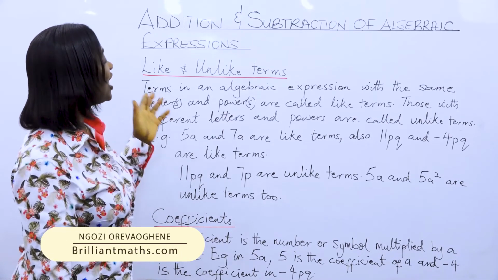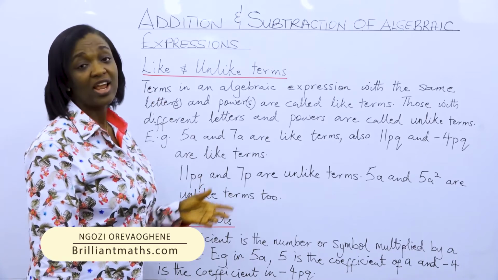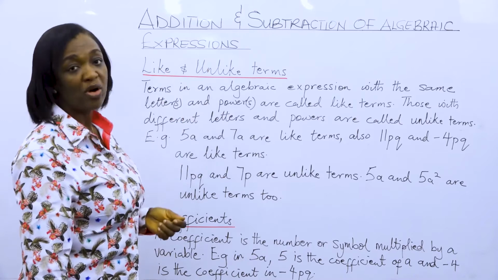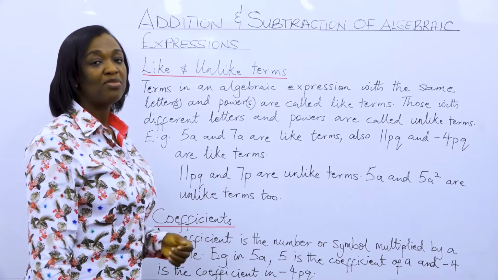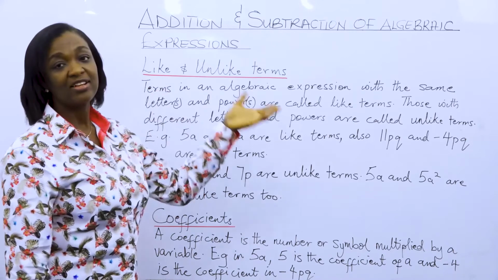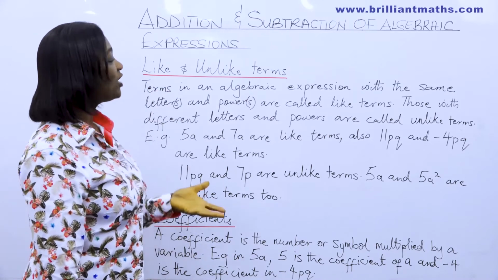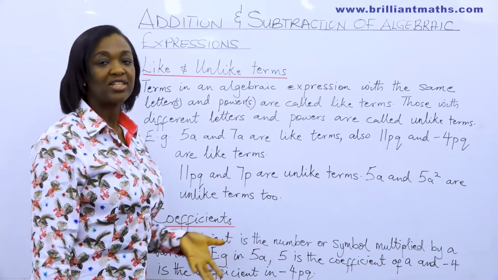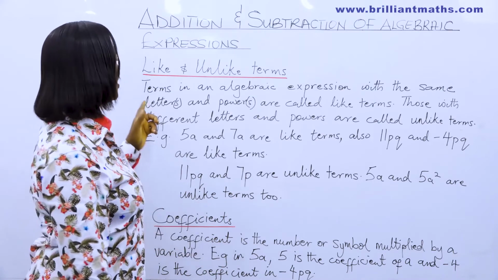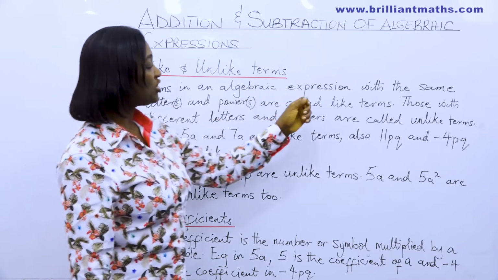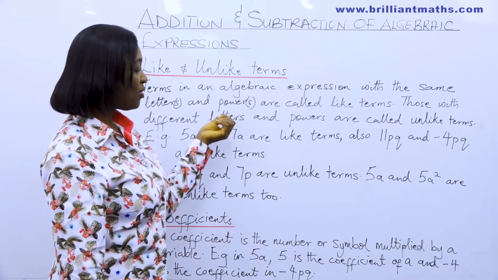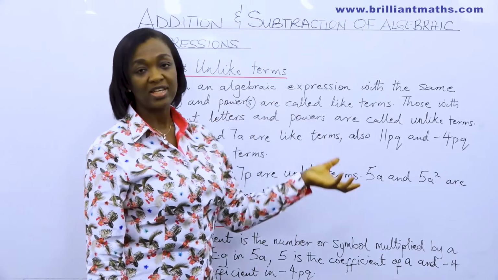Today we'll be looking at addition and subtraction of algebraic expressions. But before we go into the actual work, we need to look at a few vocabularies, like and unlike terms. When are two terms said to be like terms? And when are two or more terms said to be unlike? Terms in an algebraic expression with the same letters and powers are called like terms.